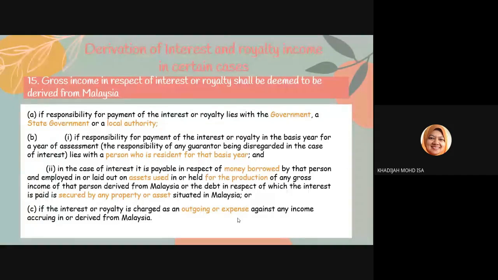Okay, so you know that interest income is subject to tax under Section 4(c). My second question is, do you think that the Taiwan company that receives interest income is subject to tax in Malaysia? And if yes, why?